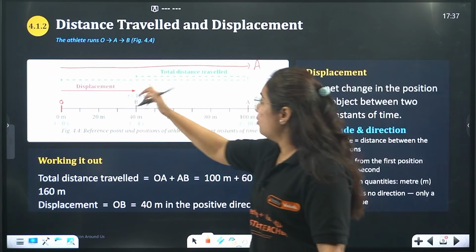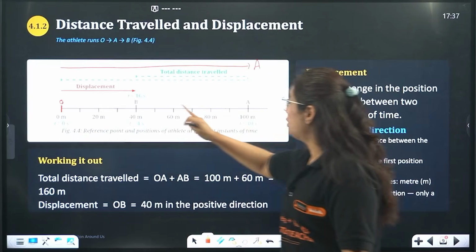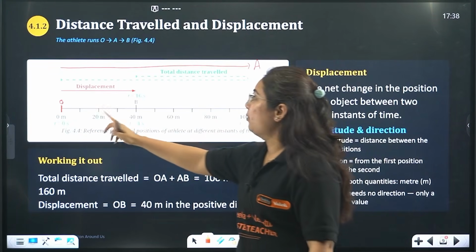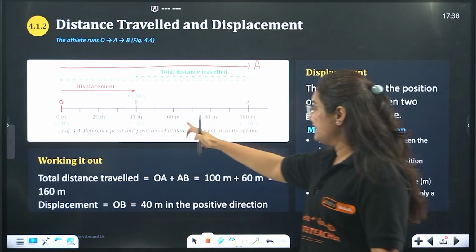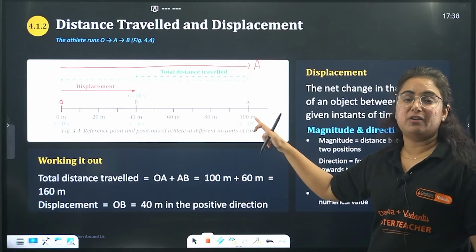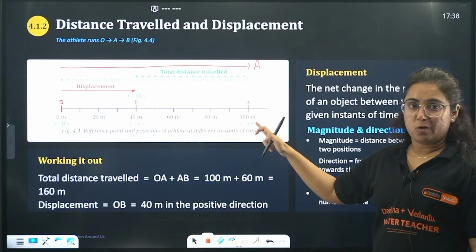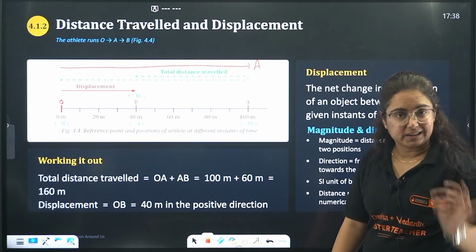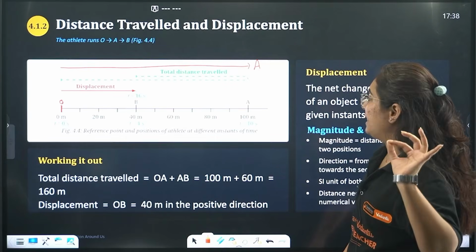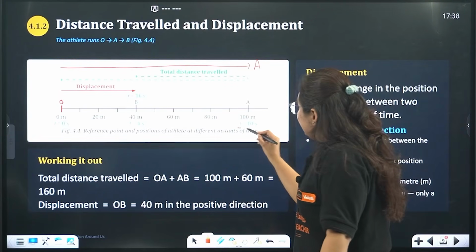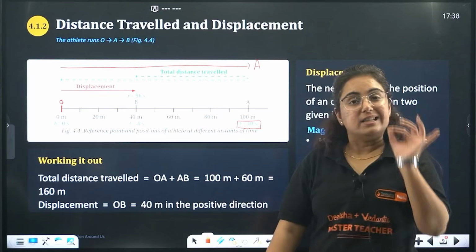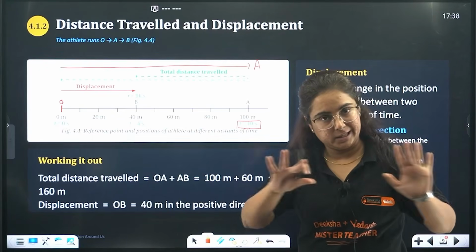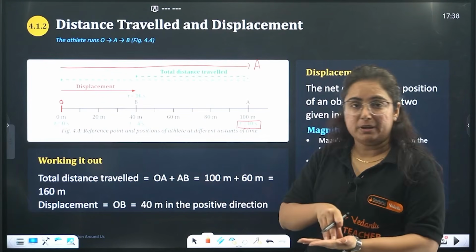So when he was moving from point 0 to point A, he covered how much distance? You can clearly see that it is 100 meters covered till point A. So what is the distance covered by the athlete? Distance covered by the athlete here in the time of 10 seconds, beta, is 100 meters. Clear?